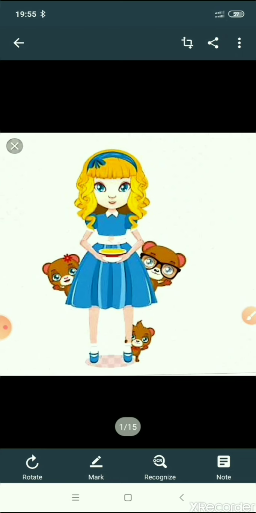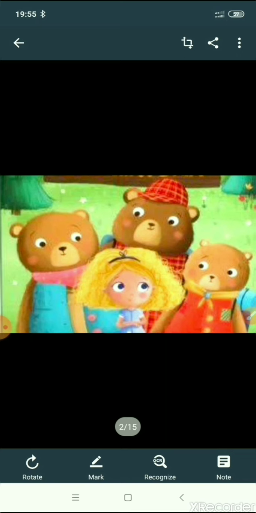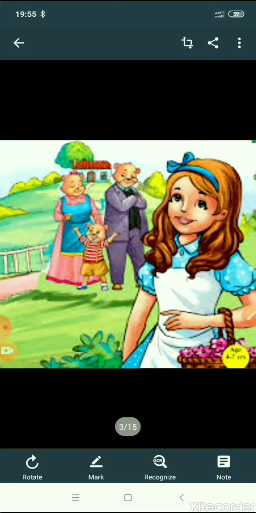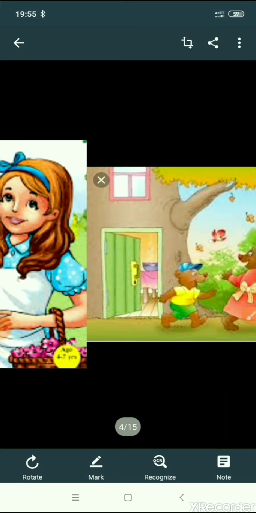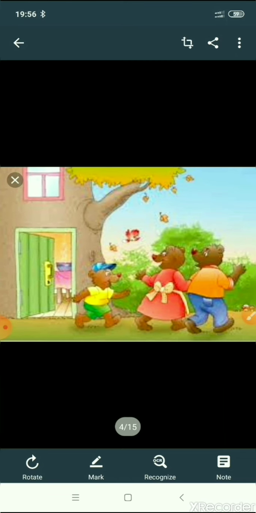Children, here is the picture of Goldilocks as you can see on your screen. This is the picture of Papa Bear, Mama Bear, Baby Bear and Goldilocks. Then here again you can see a picture of Goldilocks, Mama Bear, Papa Bear and Baby Bear. Children, all these pictures are related to the story which I discussed with you in my previous video.